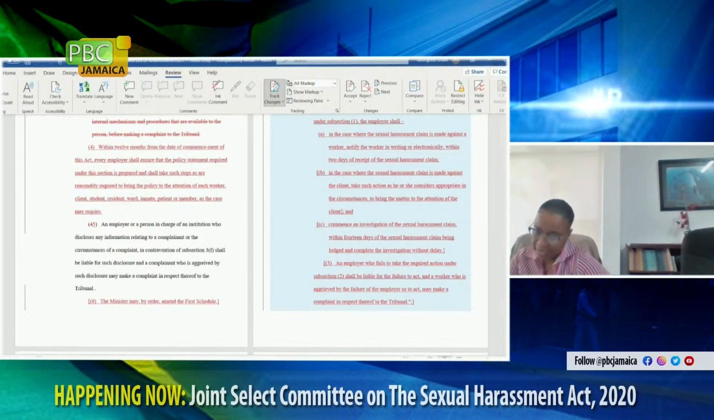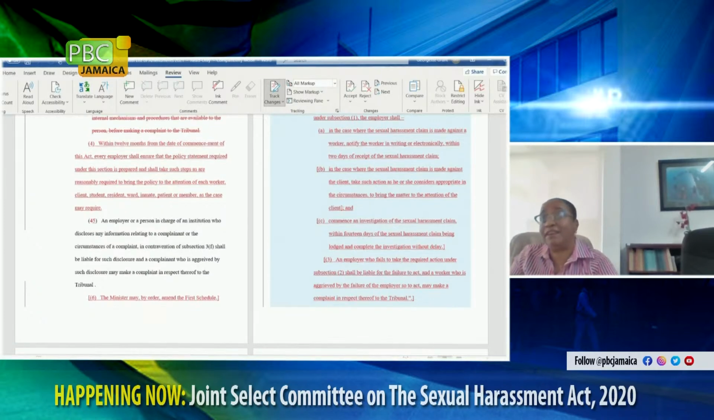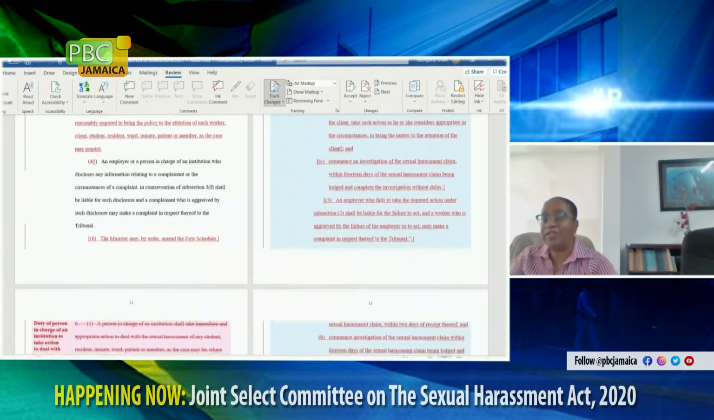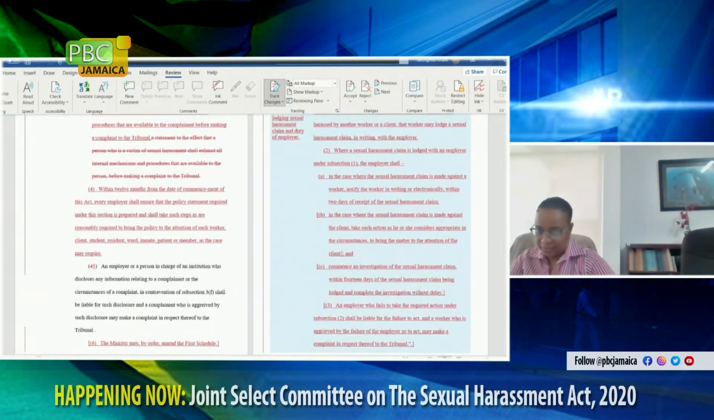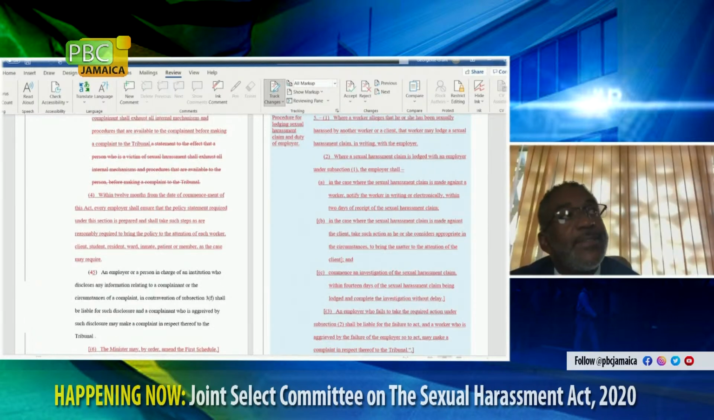Subclause 3, an employer who fails to take the required action under subsection 2 shall be liable for the failure to act, and a worker who is aggrieved by the failure of the employer so to act may make a complaint in respect thereof to the tribunal. So you see now why we inserted the definition of sexual harassment claim, Chair, and how it is used in clause 5, the proposed new clause 5 of the bill. So that is for the committee to consider, Chair, before I move on to the new clause 6. Members, any comments?